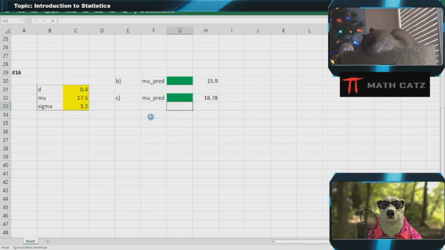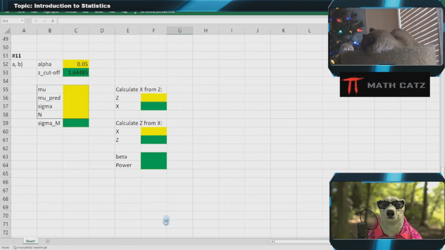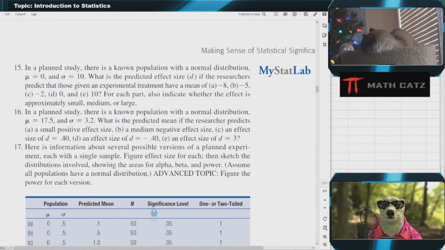So another benefit of the spreadsheet, you can use a spreadsheet for many things, but one thing is just a glorified calculator. Making calculations, especially when I do the same calculation over and over with slightly different numbers, makes that very convenient. All right, then lastly, I want to do number 11. Let's go back to the question.